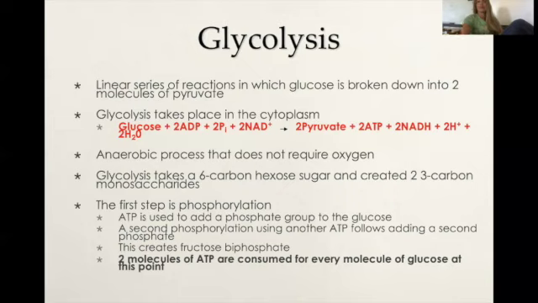So glycolysis, the first step, we take our glucose and we do a linear series of reactions to break it down into 2 pyruvate. Again, this is taking place in the cytoplasm, and here's the chemical reaction. It's anaerobic, so it doesn't require oxygen. And glycolysis takes a 6-carbon hexose sugar and creates 2 3-carbon monosaccharides called pyruvate.